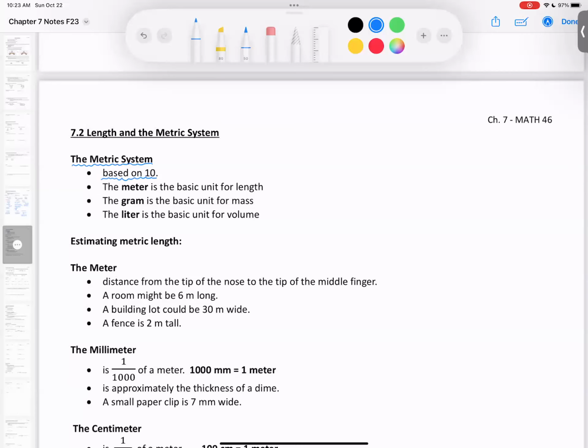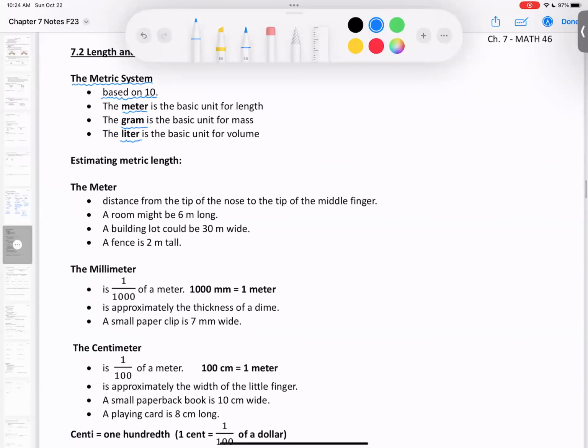So what I want to do today is just give you a sense of the different measurements and what each would be. The meter is the basic unit for length, and we'll be talking more about that. The gram is the basic unit for mass, or kind of like weight, and the liter is the basic unit for volume.